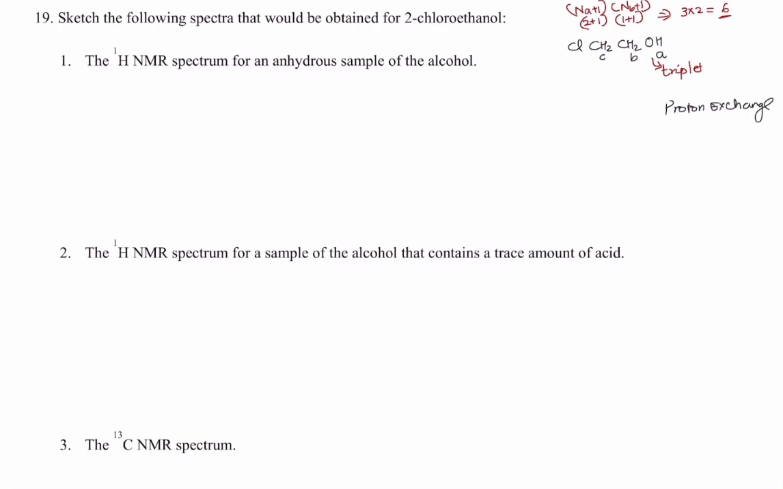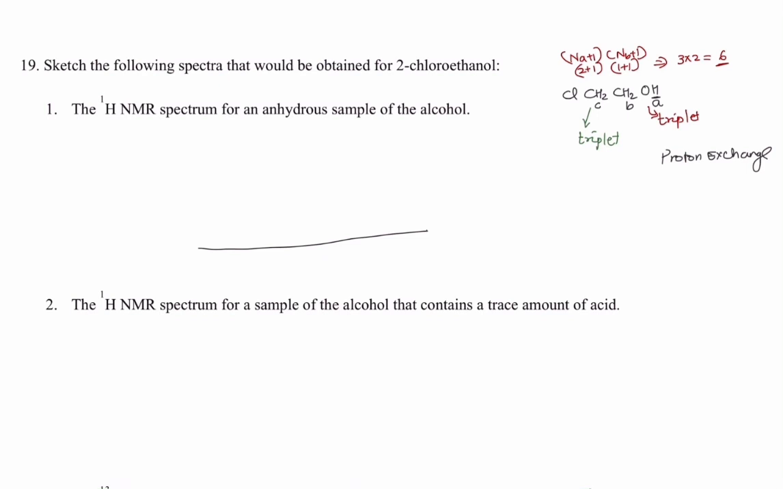And then let's go on to C. C has got totally 2 neighboring hydrogens. So this should be split as a triplet also. Let's draw the H NMR spectrum of this compound. The OH peak can come anywhere, but it's going to be split as a triplet. So let's draw the triplet here. And it's going to correspond for 1 hydrogen, right?